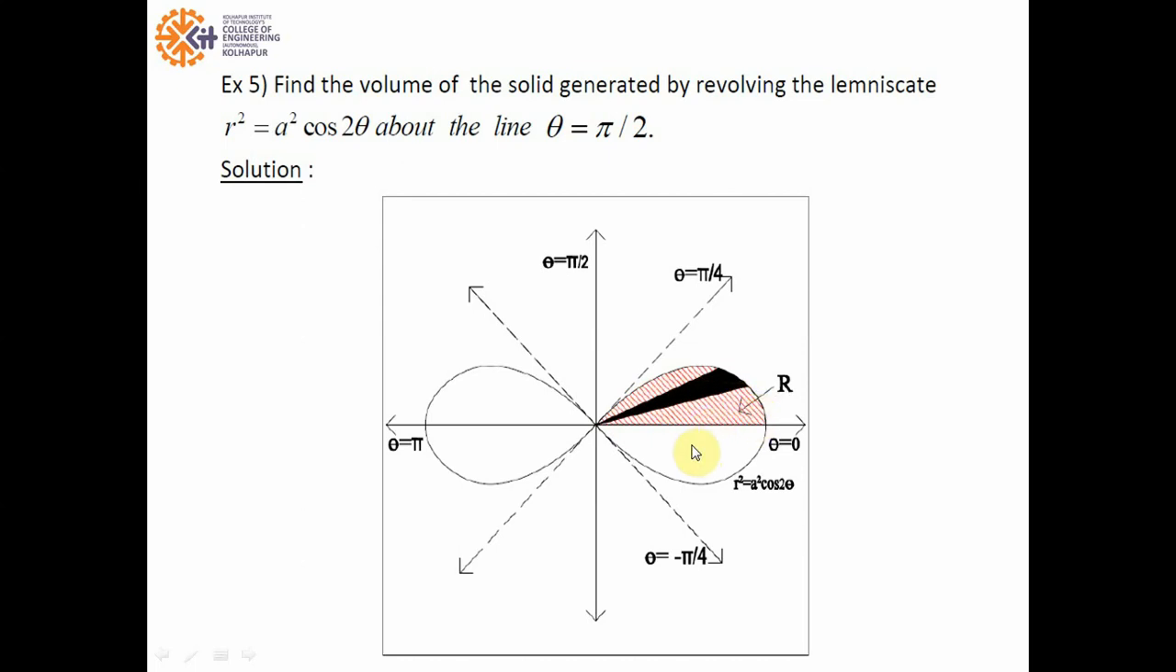So here students, one thing you remember: when we revolve this loop about the line theta is equal to pi by 2, again automatically it covers this loop, and therefore the total volume of the Leibniz gate is nothing but 2 into the volume of the upper part of the loop that lies in the first quadrant.